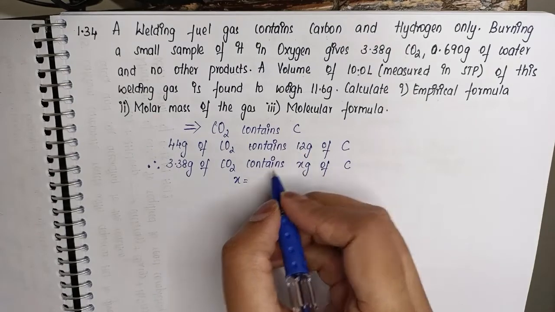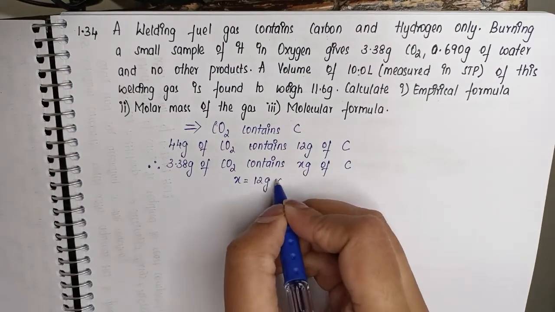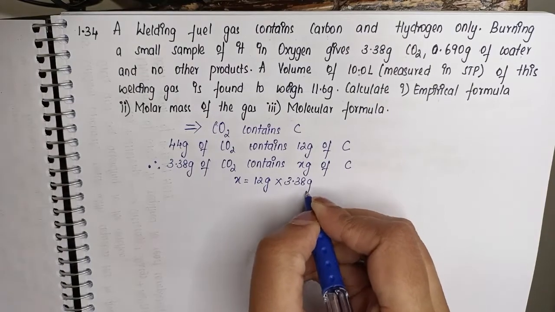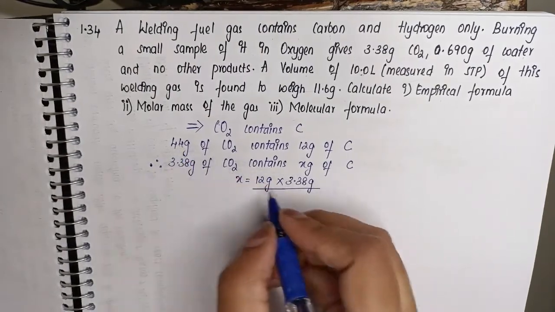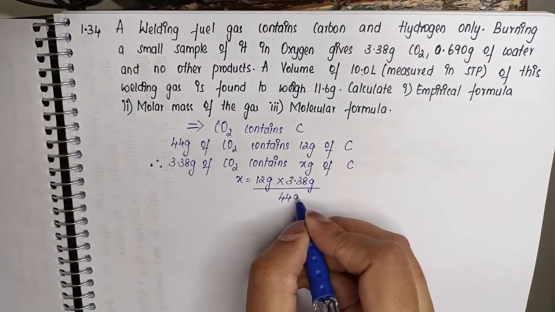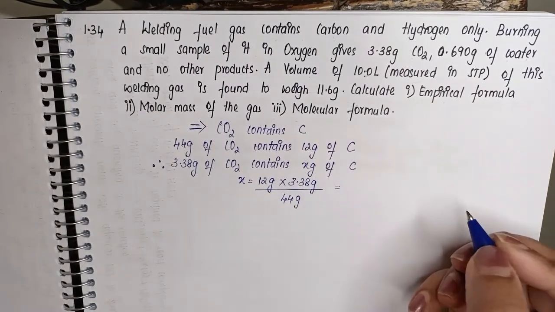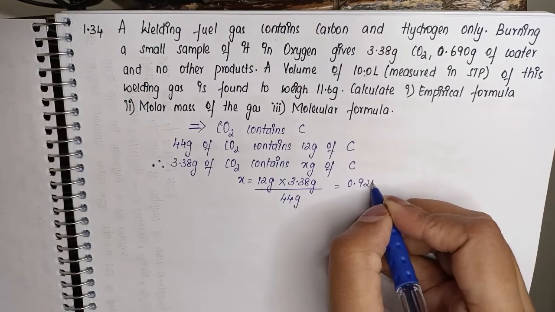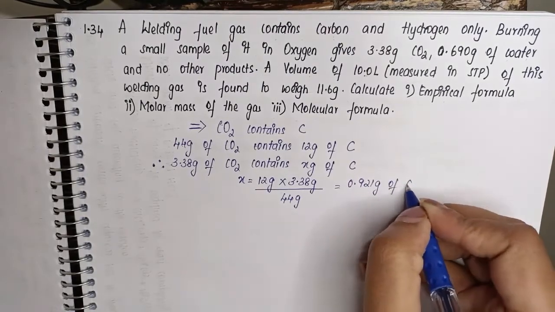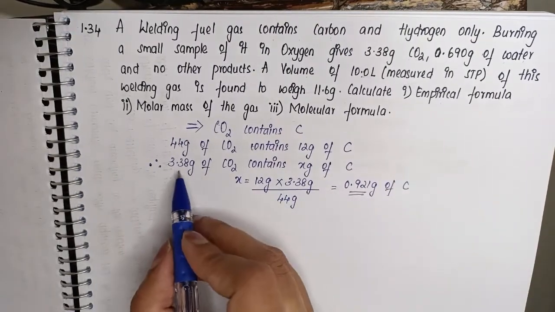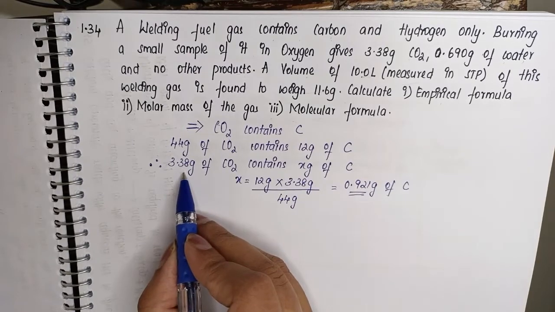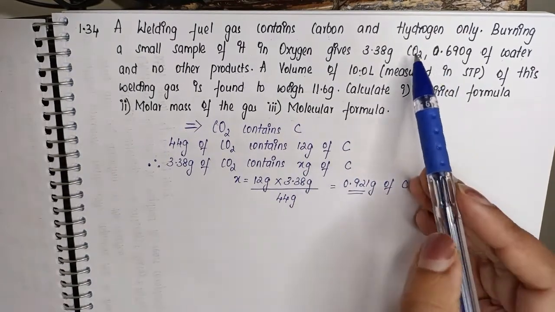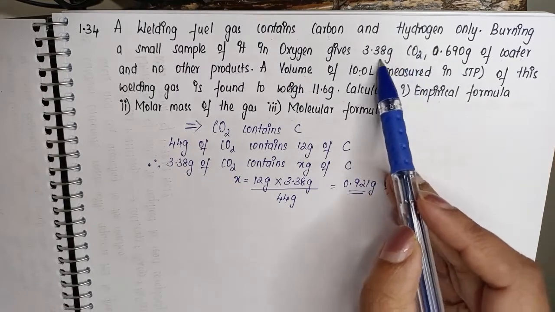I just have to cross multiply this and I'll get what X is. So that's going to be 12 grams into 3.38 grams divided by 44 grams. Now when I simplify this, I will get 0.921 grams of carbon. So these many grams of carbon are present in 3.38 grams of carbon dioxide. So we found out how many grams of carbon are present in this much.